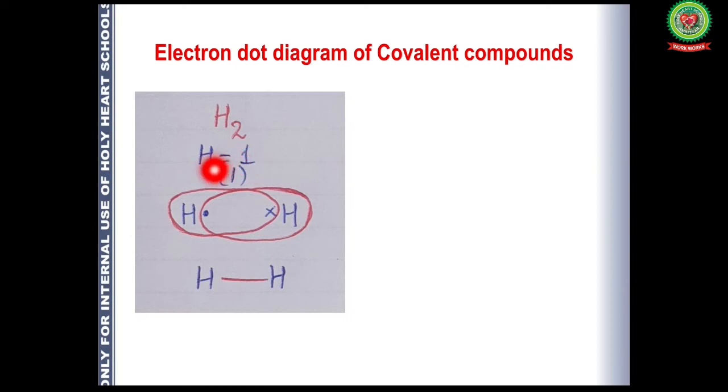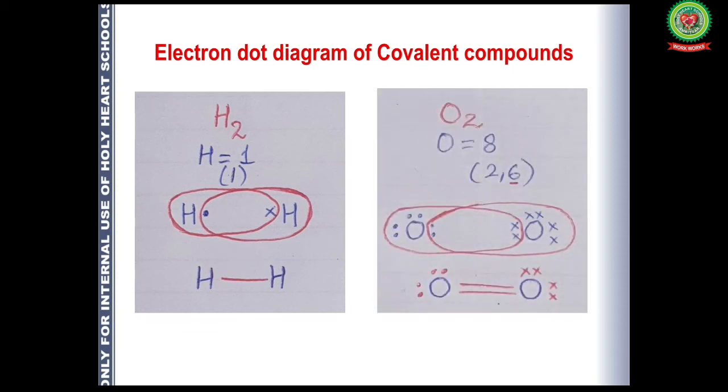In the case of hydrogen, as you know now, hydrogen's atomic number is 1, its electronic configuration is 1. So it requires only one more electron to complete its duplet. It combines with another hydrogen atom and they both share their electrons, and two electrons are completed in their duplet. Since one pair of electrons, one pair means two electrons, is being shared, this gives rise to a single covalent bond.